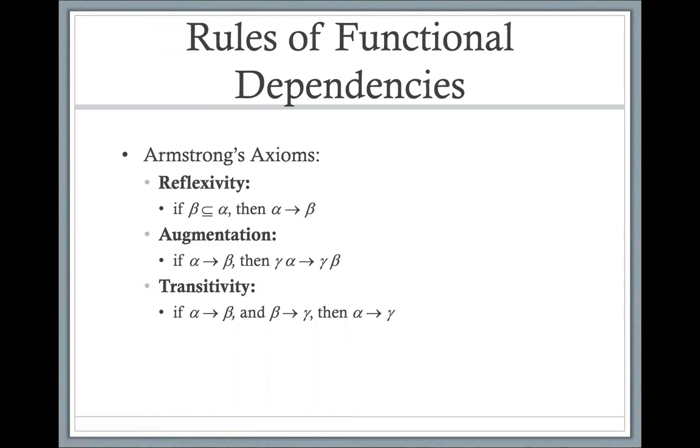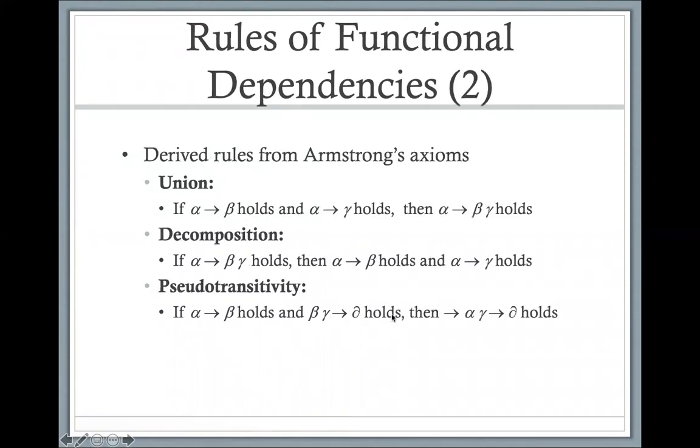Transitivity tells you the following: if alpha determines beta and beta determines gamma, then alpha determines gamma. So you have a transitive property on functional dependencies. If alpha determines beta, and this beta determines another set of attributes gamma, then alpha determines gamma. Okay, there are additional derived rules from Armstrong's axioms.